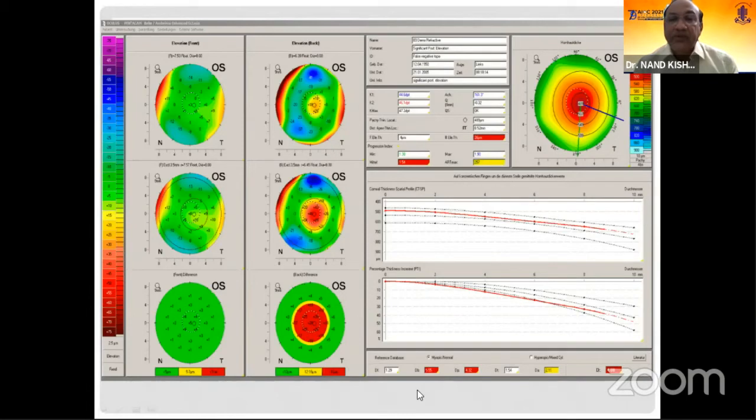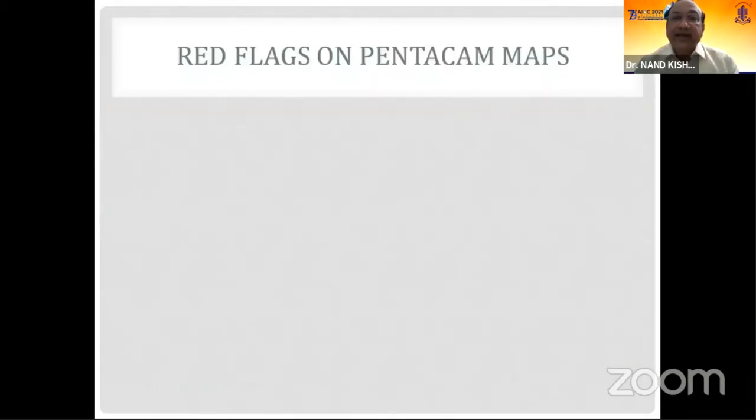And finally, in the BAD-D version 2, these are the figures which indicate whether it is a suspect or a frank keratoconus. Here, most of the things are in red. And as I told you, the values are all more than 2.6. Here it is 4, so it is definitely a case of keratoconus. Then red flags: almost all the points which I just mentioned fall into the red flags category.